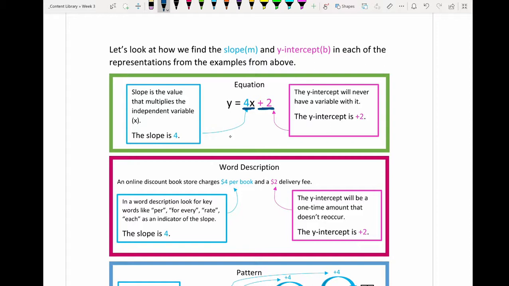We've seen some examples of this before: if this was rewritten as 2 + 4x, the multiplier is still going to be 4, and the constant, or the y-intercept, is still going to be 2. Because 2 is not being multiplied by anything, it's not attached to the variable. The 4x still is, even though it's second. So keep that in mind.